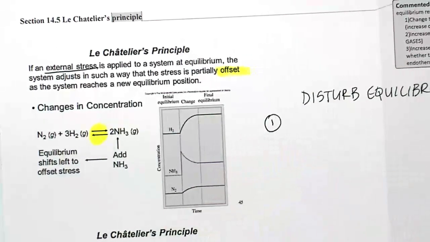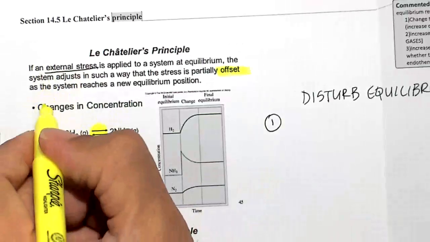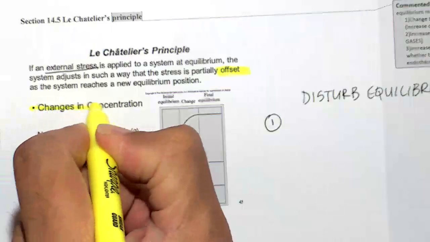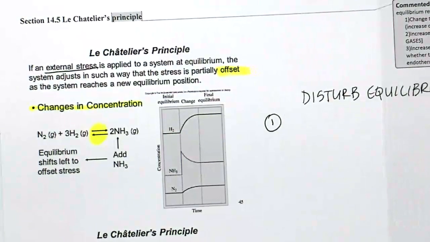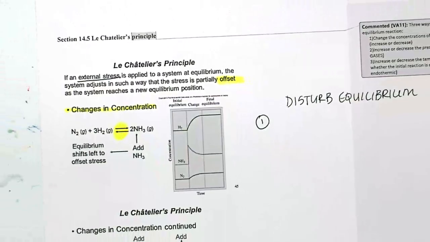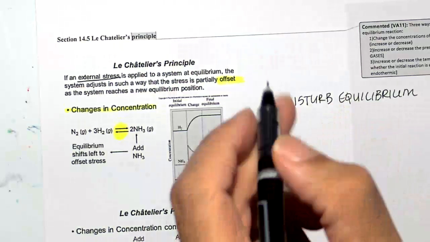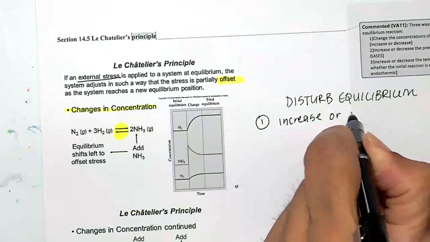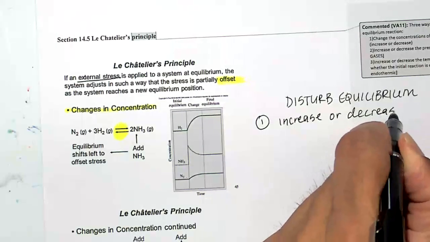Yes, the first way you can disturb an equilibrium, good job Susanna, is to change the concentration. Either increase or decrease the concentration of reactants or products.